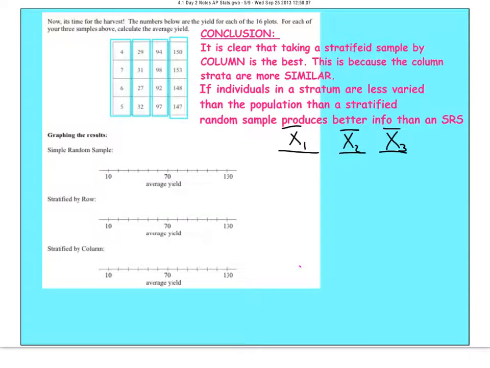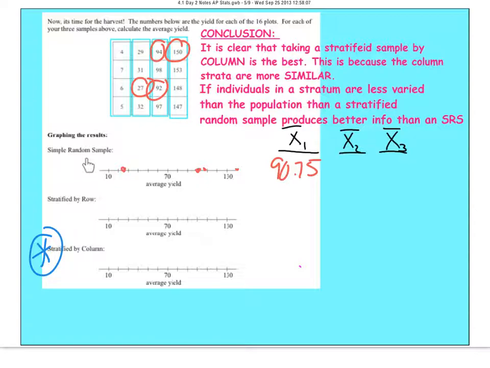So here's the question. It's time to harvest our crops. The numbers below are the yield for each of the 16 plots. So this is how many crops they got in each of the plots. Again, notice this first column has the most because it was more plentiful. It had more nourishment from the water. For each of the 3 samples, actually calculate the average yield. This will just be interesting, and what it should do is confirm for us that stratification by column was the most accurate method for us to use.